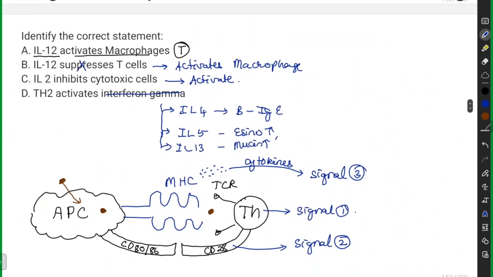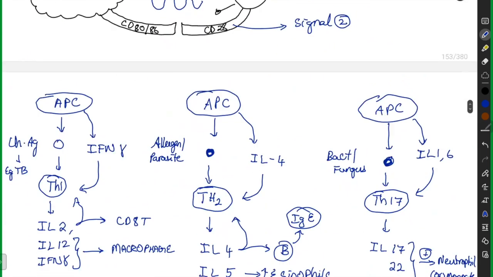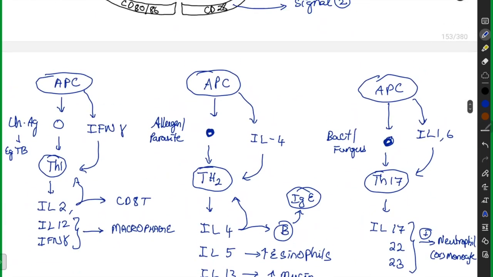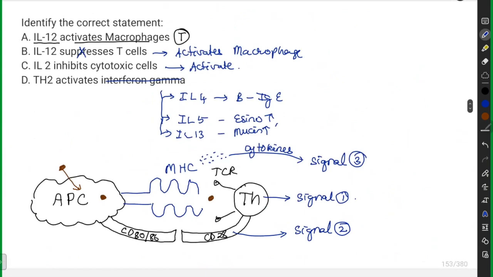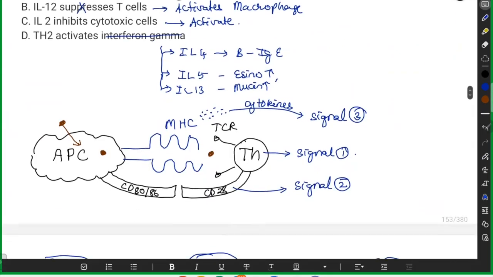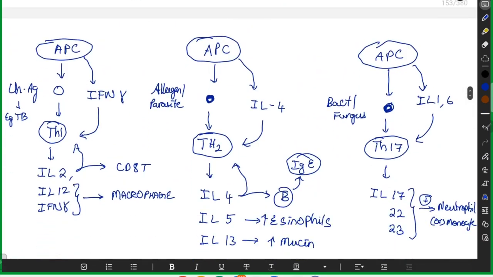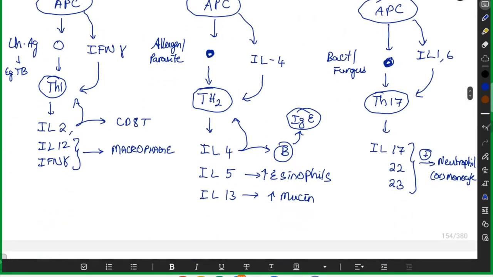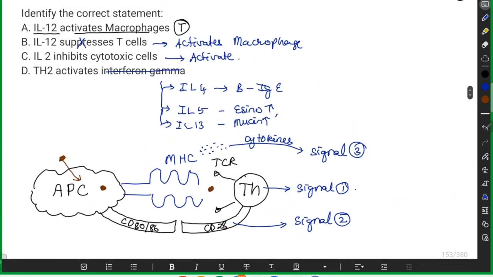And TH2 activates interferon gamma. No, TH2 activates CD8 T cells. TH2 activates... okay, TH2 is not going to activate your interferon gamma. TH2 will be activating your interleukin 4, interleukin 5, and interleukin 13.